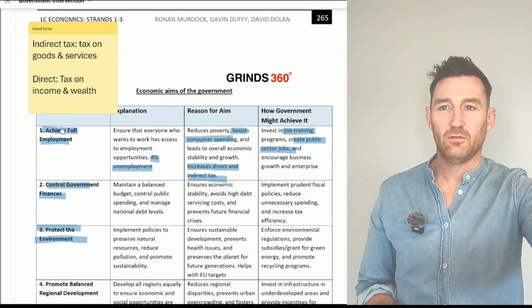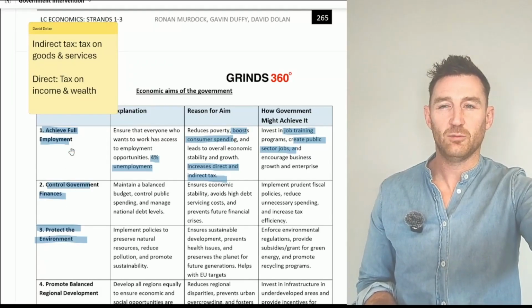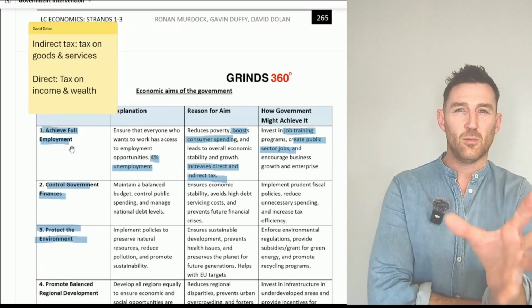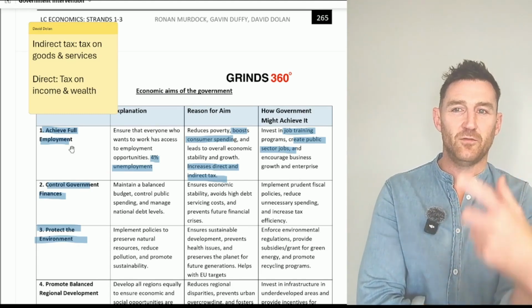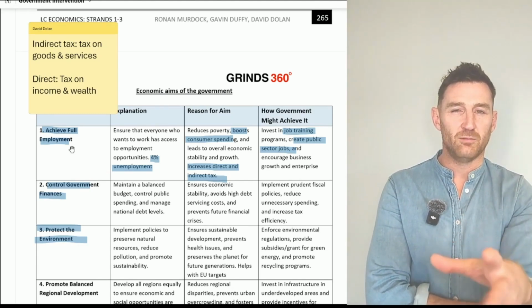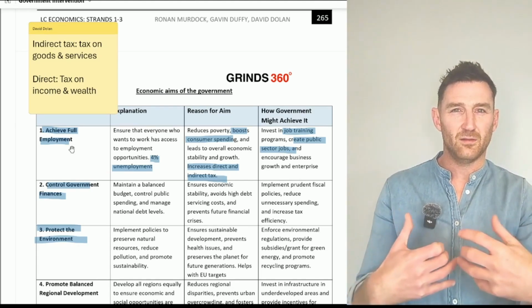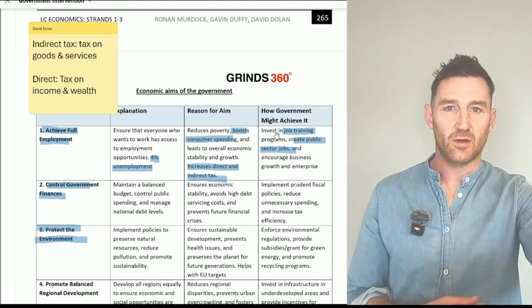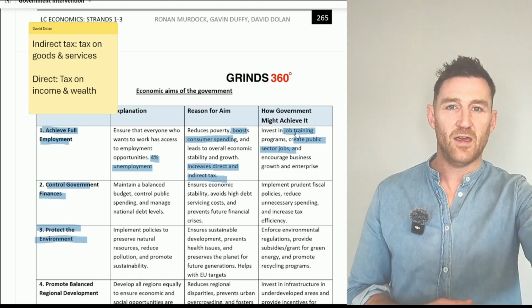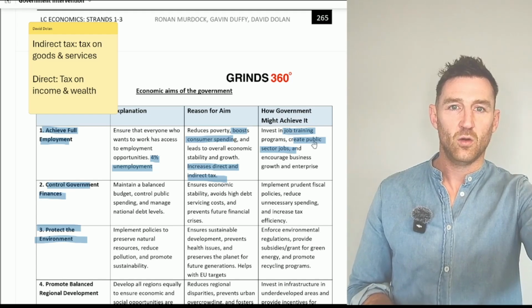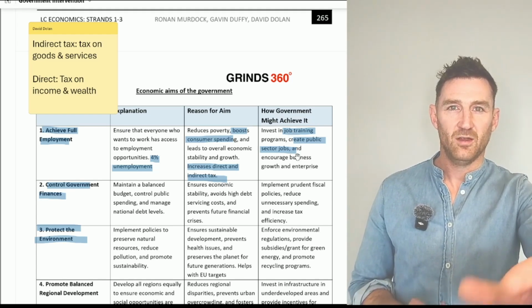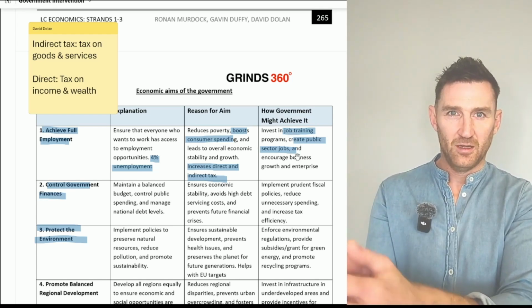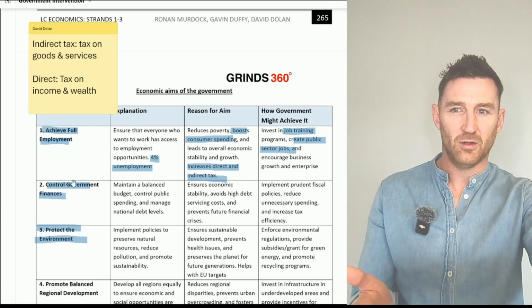If I asked you how these 2 would conflict with each other, I think you could come up with an answer. So how does the aim of achieving full employment and controlling government finances, how are those 2 things at odds with each other? So if we said with achieving full employment, the government will have to invest. So you need to see that they need to invest in job training or create public sector jobs. That involves them spending money. If they spend money, it makes this a little bit harder, right?